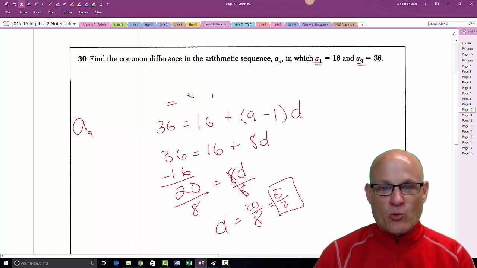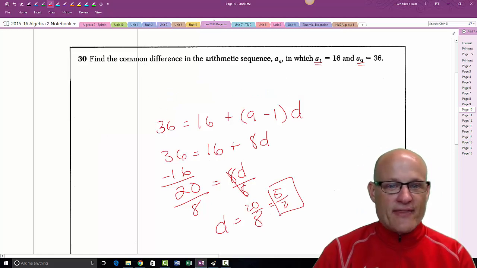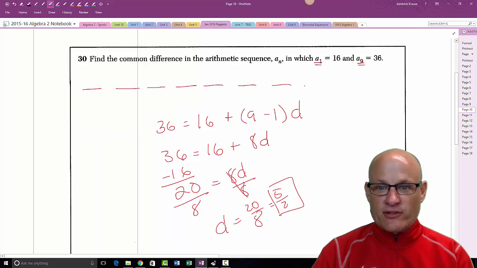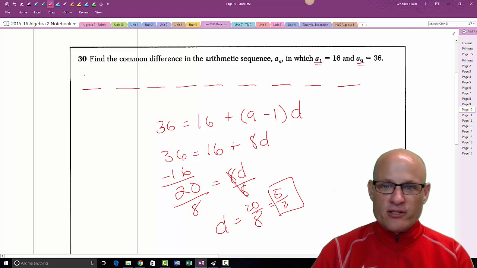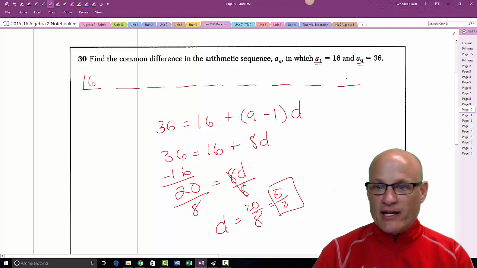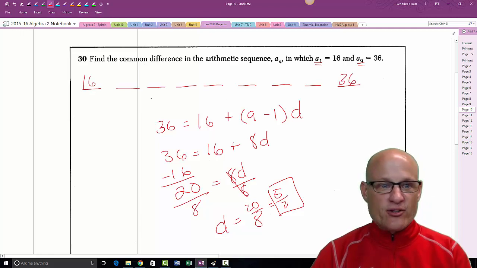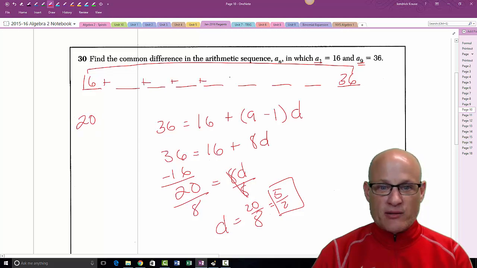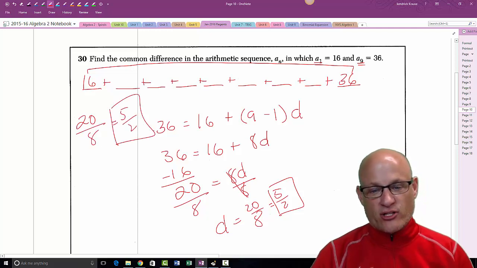Now, there's another way to do it, which would have probably been more difficult, and that would have been to say, okay, 1, 2, 3, 4, 5, 6, 7, 8, 9, and put 16 here and 36 here. And you could have figured out, okay, there's a difference of 20, and I got to add once, twice, three times, four times, five times, six times, seven times, eight times. So divided by 8, and you got 5 halves. So either one, there's your common difference.